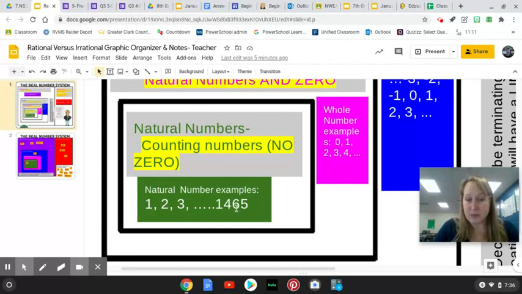List some natural numbers examples. As you can see, I put 1, 2, 3, ... goes on to, and this goes on for infinity. Not a big problem. Push pause, make sure that's in your notes, and then come back.